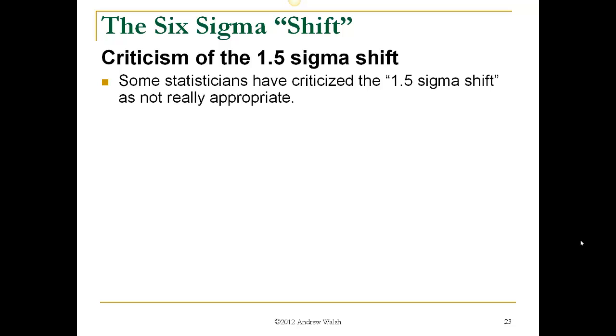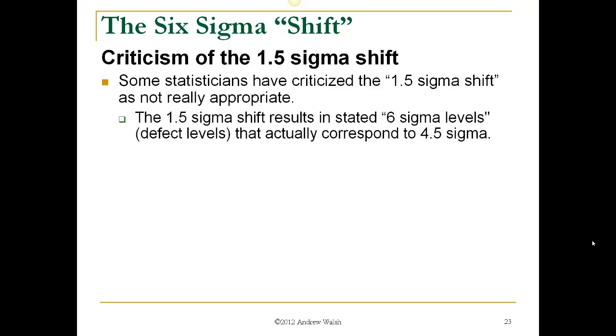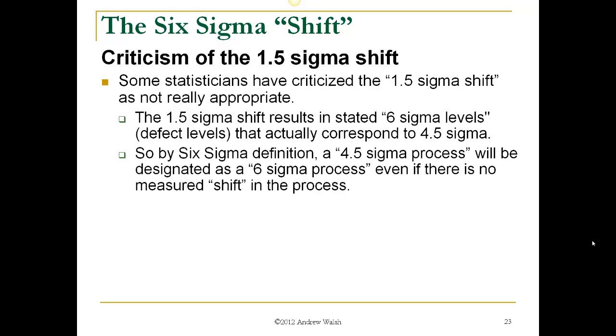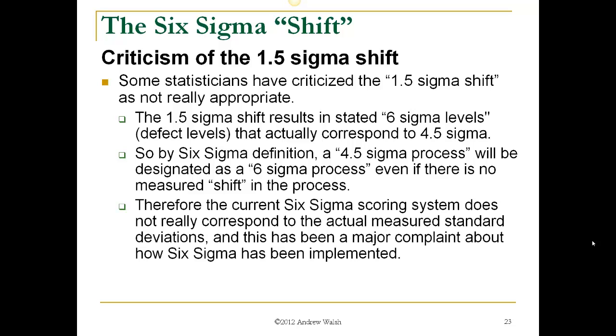Now there's lots of criticism of this. Some statisticians have criticized the 1.5 Sigma shift as not really appropriate. The 1.5 Sigma shift results in stated 6 Sigma levels that actually correspond to 4.5. So by Six Sigma definition, a 4.5 sigma process will be designated as a Six Sigma process, even if there is no measured shift in the process, which is true. Therefore, the current Six Sigma scoring system does not really correspond to the actual measured standard deviations. And this has been a major complaint about how Six Sigma has been implemented. It's not necessarily wrong, it's just overstating the defects.